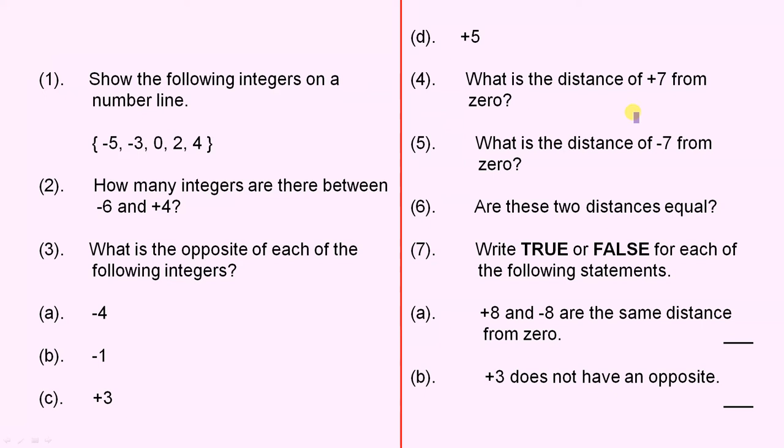What is the distance of +7 from 0? What is the distance of -7 from 0? Are these two distances equal? Write true or false for each of the following statements. +8 and -8 are the same distance from 0. +3 does not have an opposite. So we write true or false for each of those.